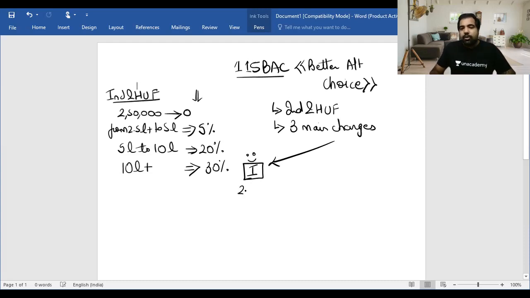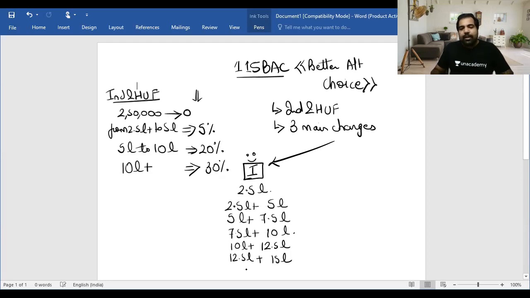The first slab is 2.5 lakhs. The second slab is 2.5 lakhs plus to 5 lakhs. The next slab is 5 lakhs plus to 7.5 lakhs. As you see, the slabs are now uniform at 2.5 lakhs. Next slab is 7.5 lakhs plus to 10 lakhs. No prizes for guessing the next one: 10 lakh plus to 12.5 lakhs, 12.5 lakhs plus to 15 lakhs, and then 15 lakhs plus. So if you see, every slab, except of course 15 lakh plus, is 2.5 lakhs.